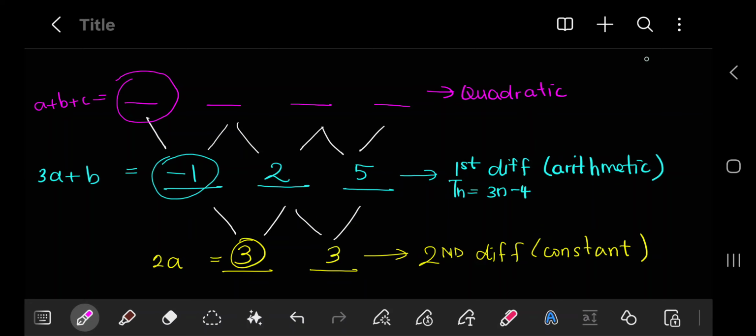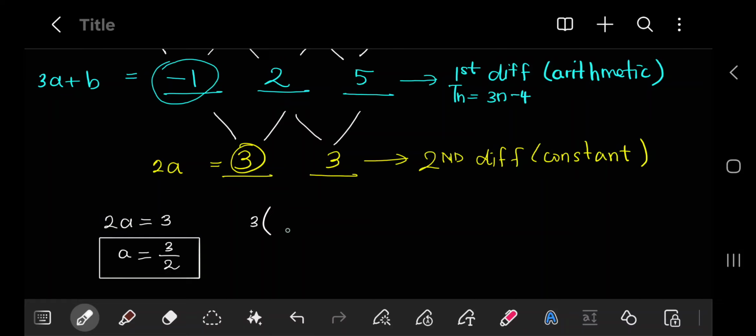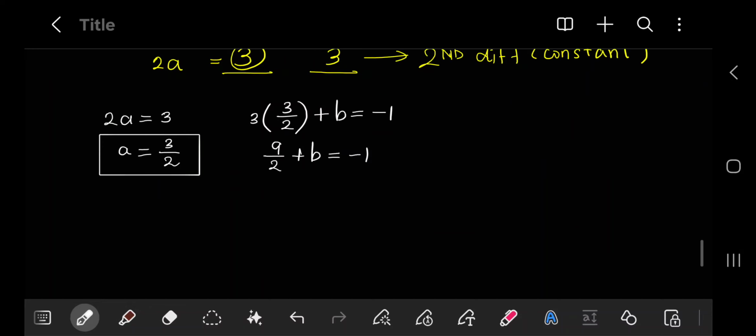So starting off here, we are going to have 2a is equal to 3, and solving for a, we have a as 3 over 2. Next, we're going to go one step above, so we have 3a plus b, where a is 3 over 2, plus b is equal to negative 1. That gives you 9 over 2, plus b is equal to negative 1. Taking the 9 over 2 over to the right, it is going to subtract, and that gives you negative 11 over 2.